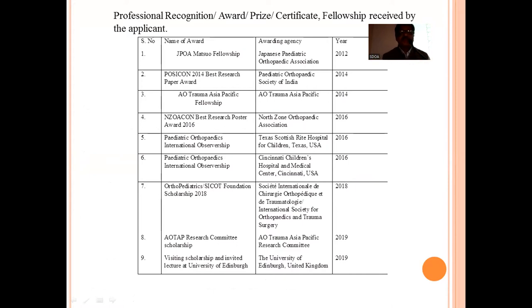I will narrate a few of them. He has got the Jaipur Foot Matsumoto Fellowship in 2012. He got the Best Research Paper Award in POSICON 2014. He has done the AO Trauma Asia Pacific Fellowship also in 2014. He has done a Pediatric Orthopedics International Observership at Texas Scottish Rite Hospital for Children, Texas, US in 2016. He has done a Pediatric Orthopedics International Observership at Cincinnati Children's Hospital and Medical Center, Cincinnati, USA in 2018. He has also got the AO TAP Research Committee Scholarship of AO Trauma Asia Pacific Research Committee in 2019. He was also a visiting scholar and invited lecturer. He was invited as a lecturer at the University of Edinburgh in 2019.